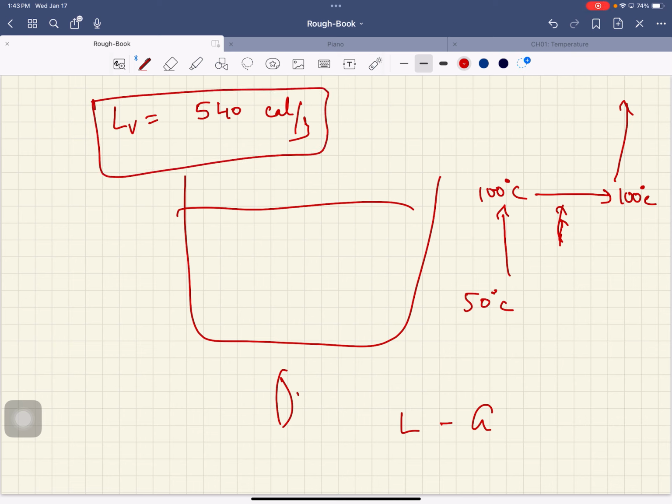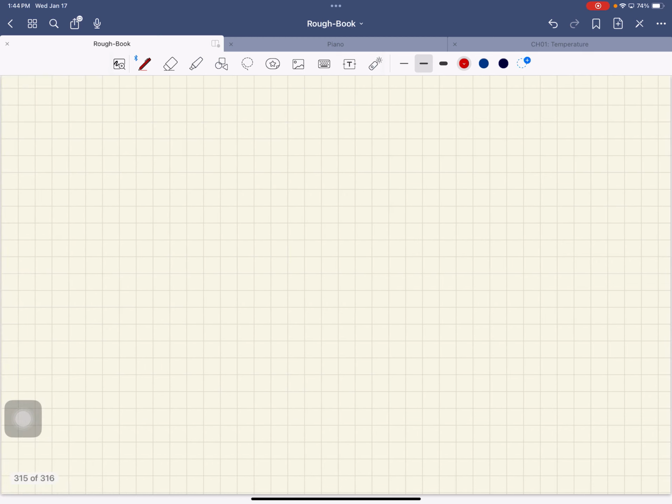This is a very important number to remember. So 540 calories, what does that mean? To convert 1 gram of water to steam, you need 540 calories of heat. So here's something that you hear. 1 gram of water at 100 degrees Celsius and 1 gram of steam at 100 degrees Celsius. So, same temperature.